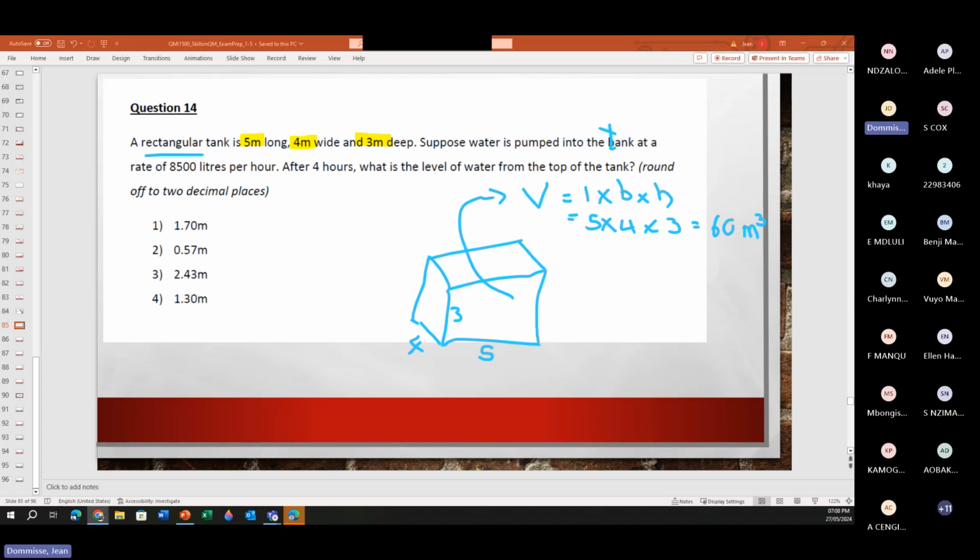Okay, so 60 cubic meters is, do you guys get 60 times 1,000 to get you 60,000 liters? Did you guys get that as well?